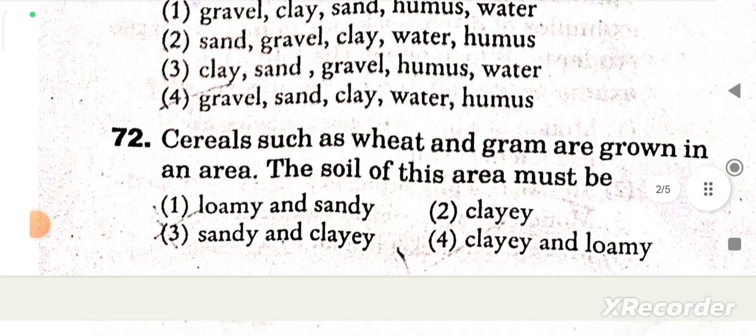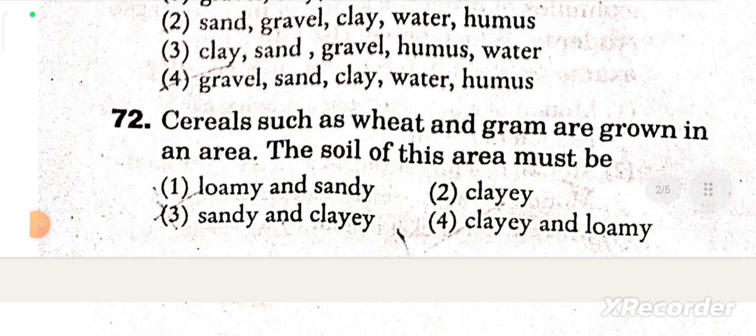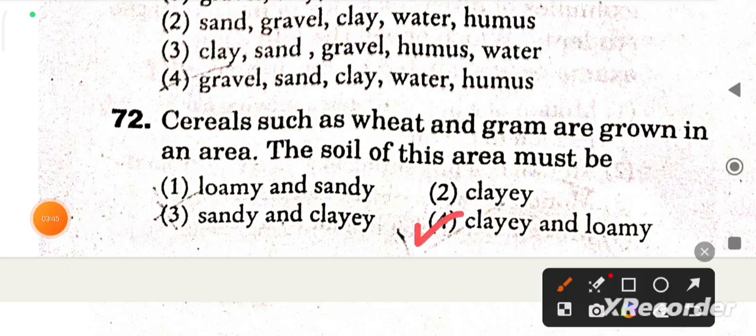Next question is, cereals such as wheat and gram are sown in an area. The soil of this area must be clay and loamy. Fourth one will be the correct option here.